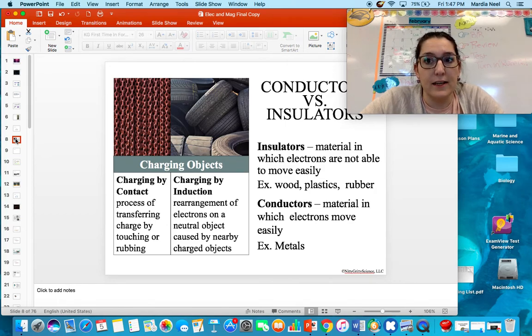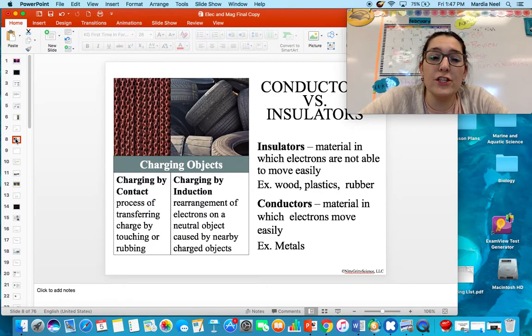Insulators are materials in which electrons really don't move that easily. A lot of our woods, our plastics, our rubbers, those things are going to burn and light on fire before they heat up. So those are all going to be our insulators.